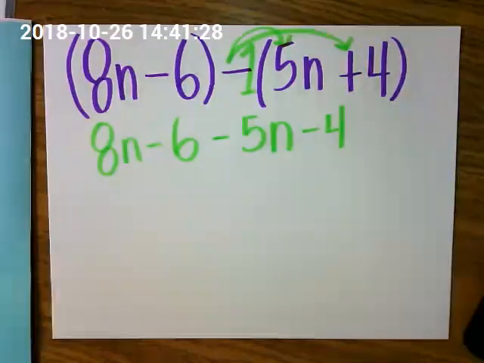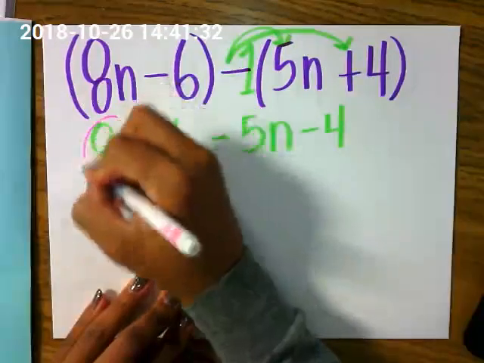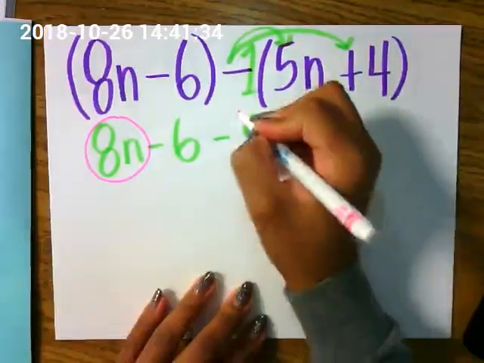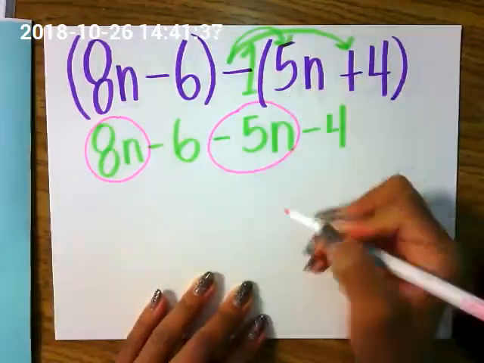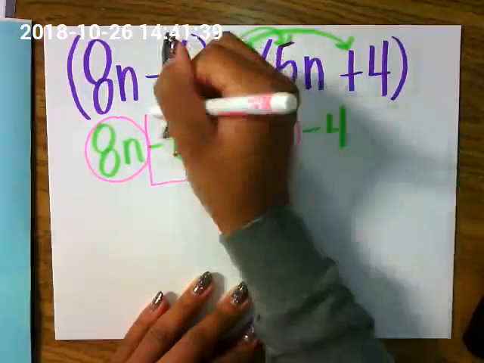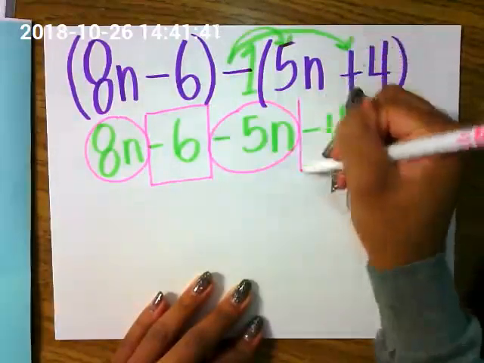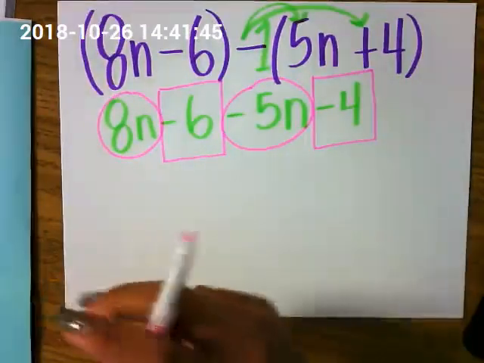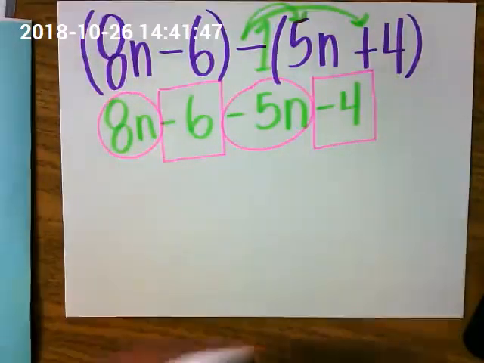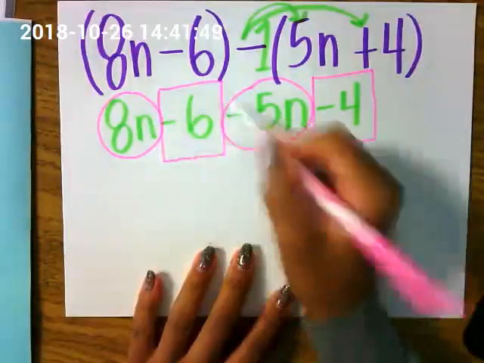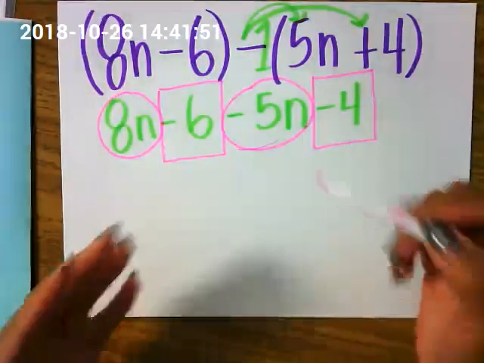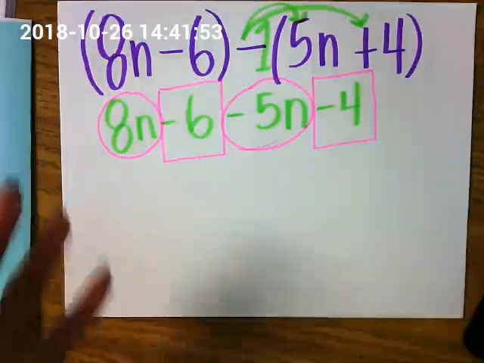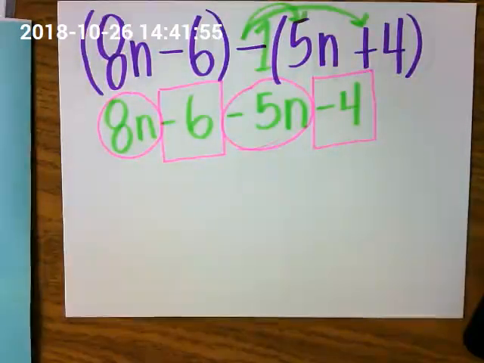Now, our like terms here are 8n and 5n, negative 5n, negative 6, and negative 4. So some people are still circling all of the terms. Don't just circle them and say, okay, 8n, negative 6, 5n. The reason we're circling some and then putting a square around some is because we're trying to identify which one of these are going to go together.